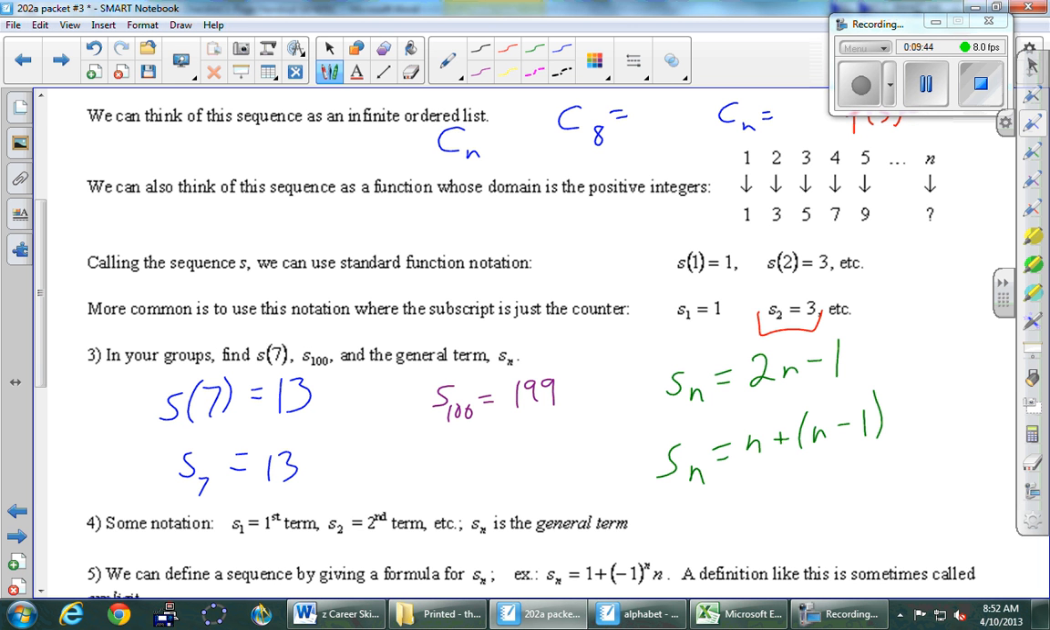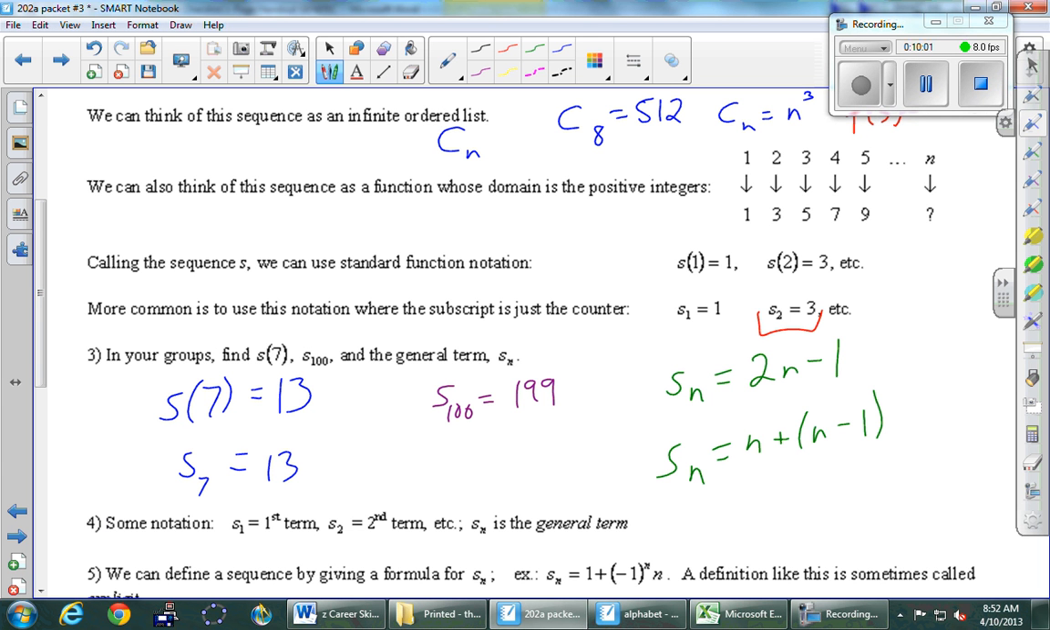Okay, so what is C sub 8? It's 512. That's the 8th number up there. And then if we wanted to come up with the general formula for C sub n, it's n cubed. Everybody good?